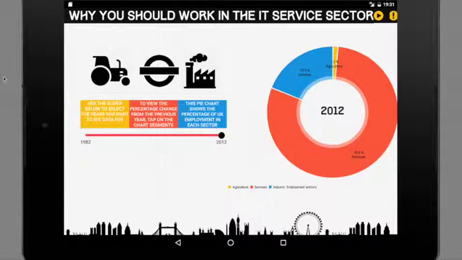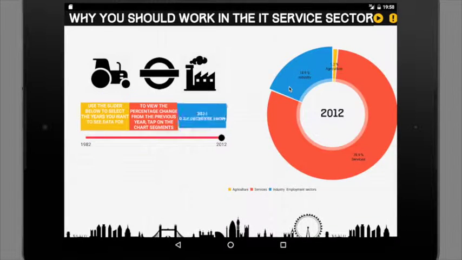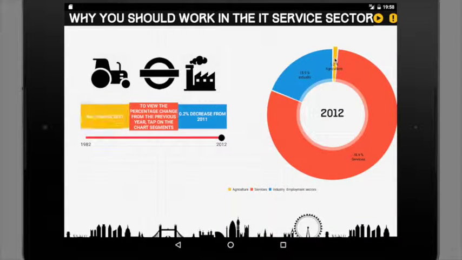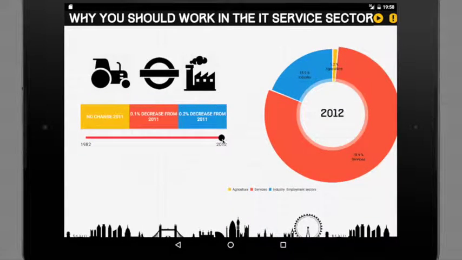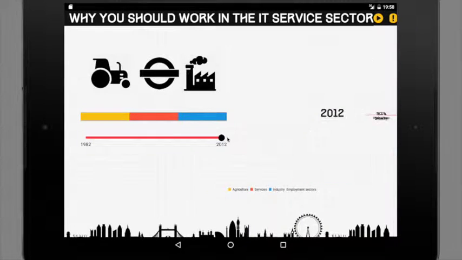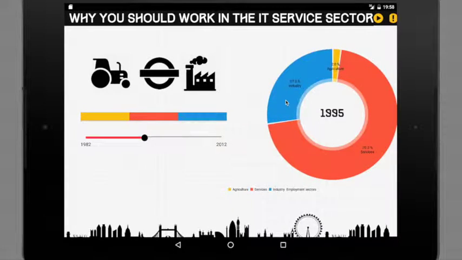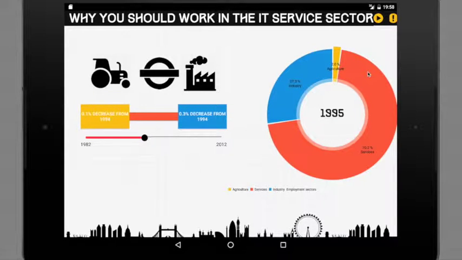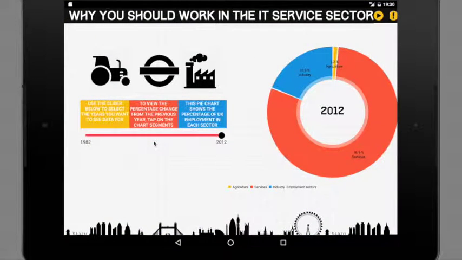Employment pie chart, buttons, sliders, and facts. When the infographic is first opened, the user is presented with data displaying the percentages of employment that belong to the agriculture, industry and service sectors. This data is presented in an interactive pie chart. The slider is used to change the year from 1982 to 2012. By tapping on a pie chart segment, it opens up the corresponding text view, revealing the percentage increase or decrease of employment within that sector.